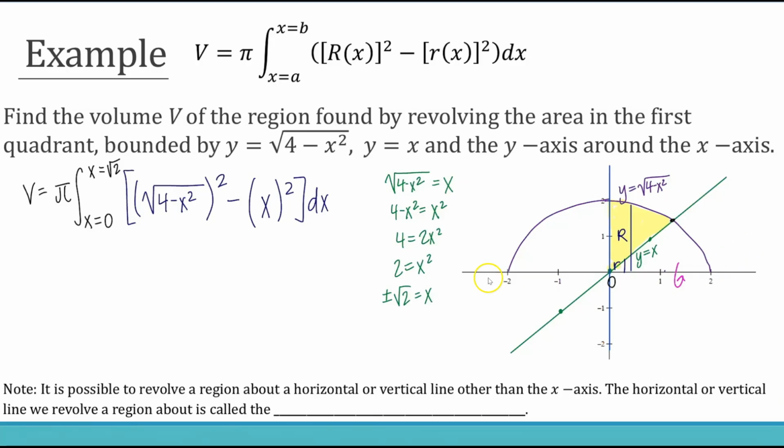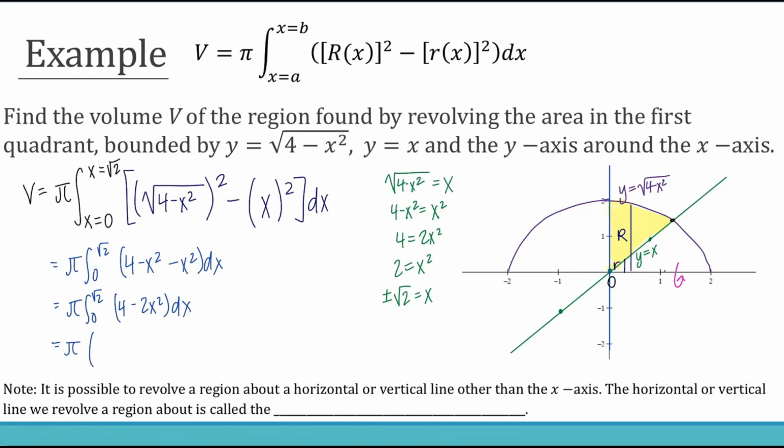Now, to get a numerical value for this volume, I'm going to simplify the integrand so I can get rid of the square root because of the squared that's happening here. So I have pi times the integral from 0 to rad 2 of 4 minus x squared and then minus x squared dx. So pi times the integral from 0 to rad 2 of 4 minus 2x squared dx. Not too bad to integrate here.